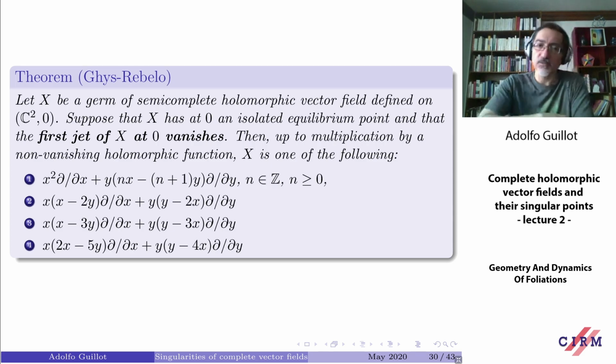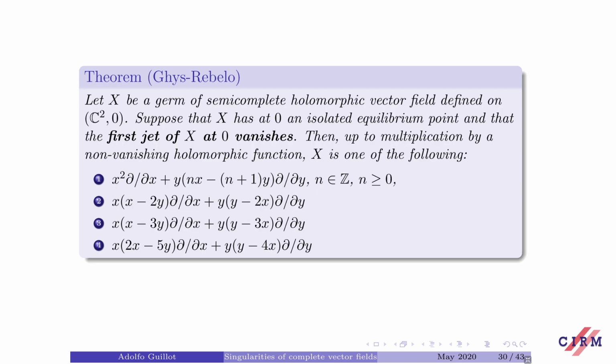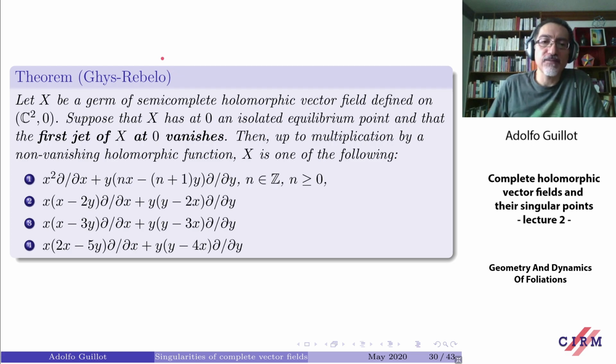This is the content of this theorem by Gis and Rebello. It tells you, well, suppose that you have in C2, in a neighborhood of the origin, an isolated equilibrium point, and your vector field X does not have linear part. So the first jet of X at 0 vanishes. You know from the previous theorem that your quadratic part cannot vanish.